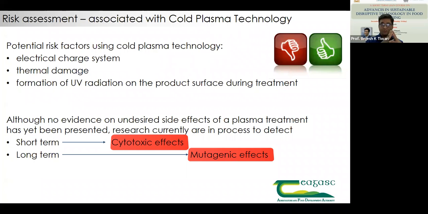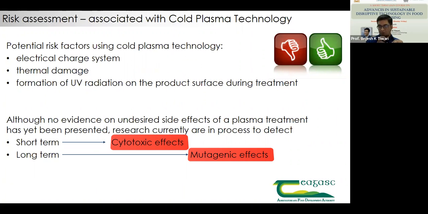a potential risk factor using cold plasma is, one, the electric charge system. We're dealing with very high voltage, so what damage can it cause, and how are you going to operate it? Thermal damage, and formation of UV radiation on the product surface during treatment, may expose you. If you work with UV light, you have to have safety glasses. So these are the risk assessments for the person who is operating the equipment.